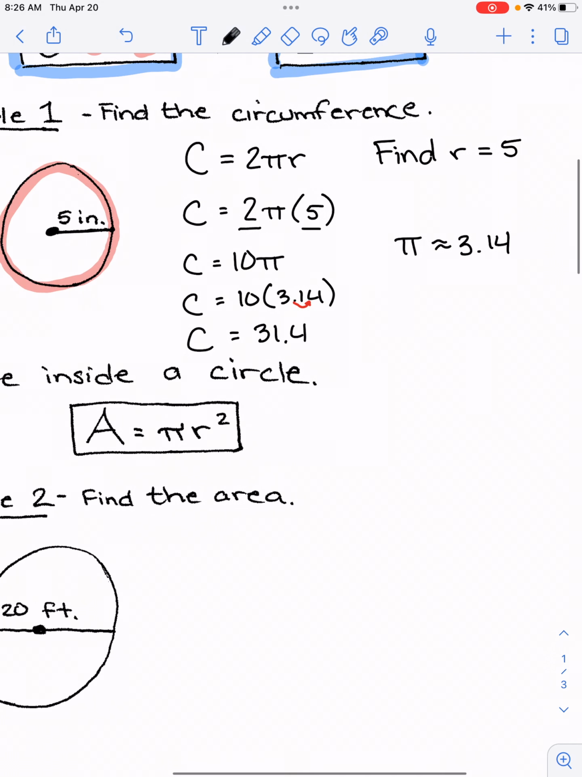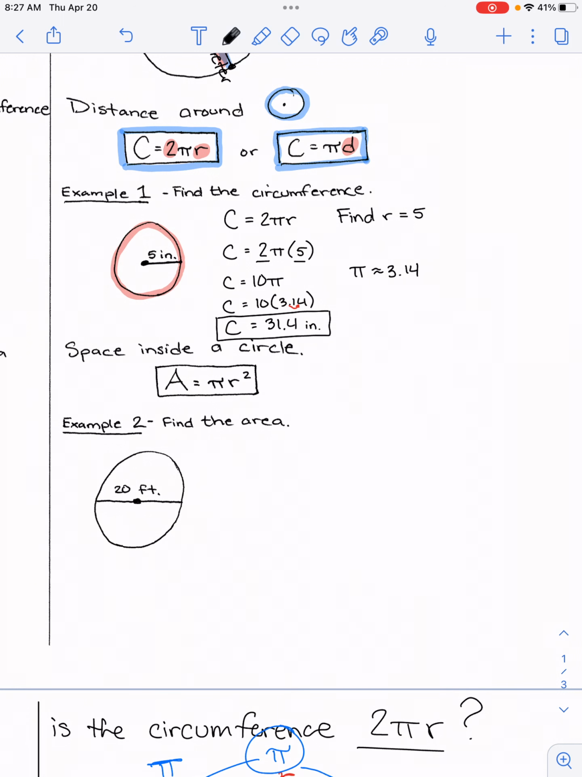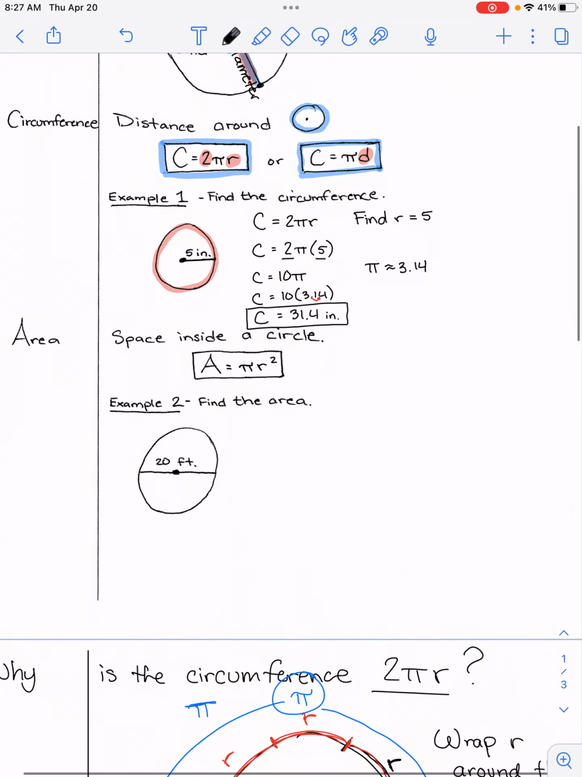All right, so it's 31.4, but what? It's going to be especially important that we know the units for this topic. We had our units in terms of inches, so IN. So 31.4 inches, that's about waist high, or a little bit lower than waist high. Okay, great. So that is for circumference.